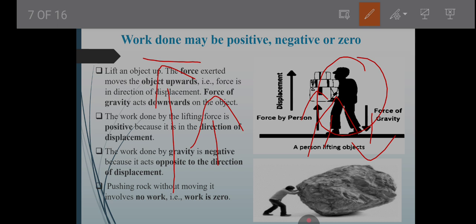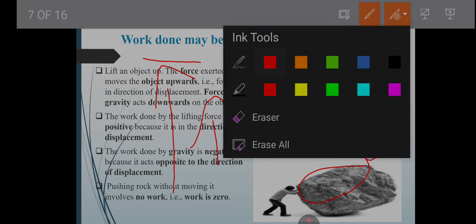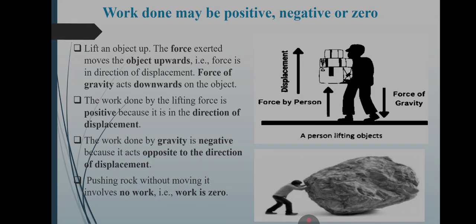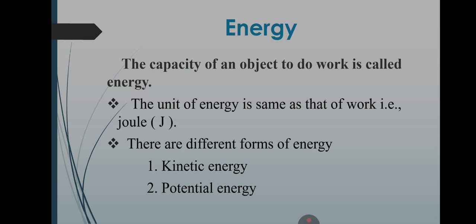And how does the work done become 0? See here in this diagram, the person is pushing the big rock and he is wasting his energy. He is working on that big rock, but the big rock will not move to any side. That is why this work is taken as zero work. Like this, the work done may be positive, negative, or 0.